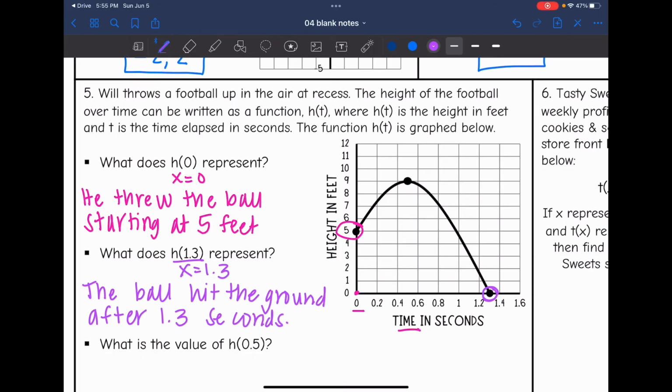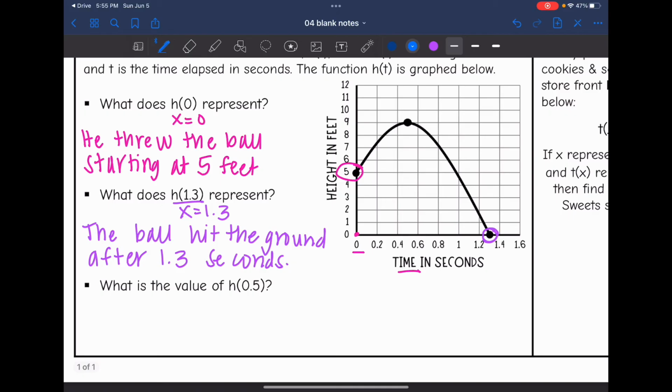And then the last question says, what is the value of h of 0.5? So h of 0.5, that's where x is 0.5. Let's see what's happening there. That would be about right here. And it looks like that is the maximum height of 9 feet.